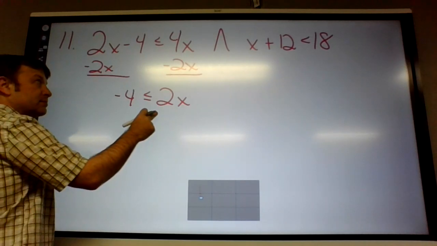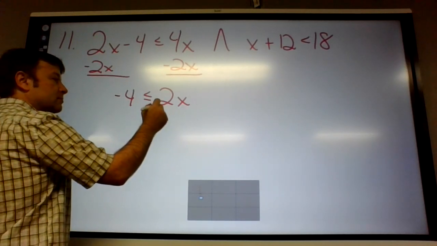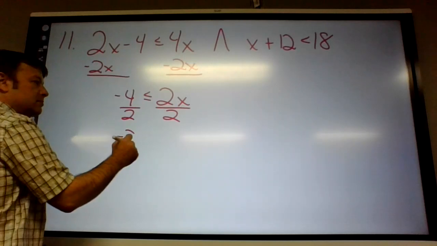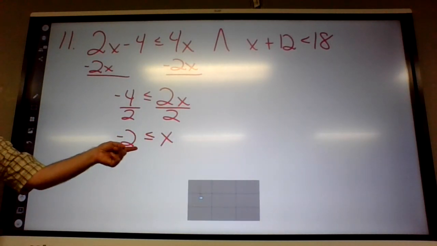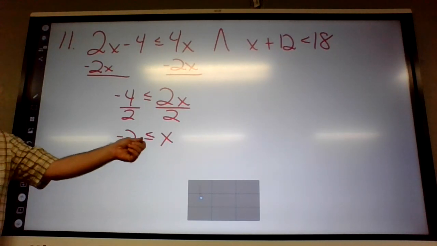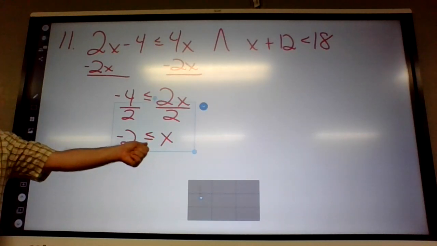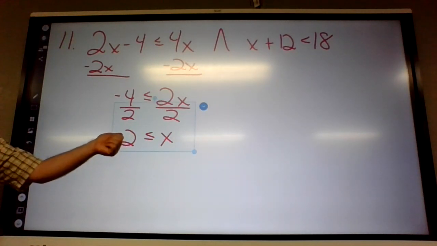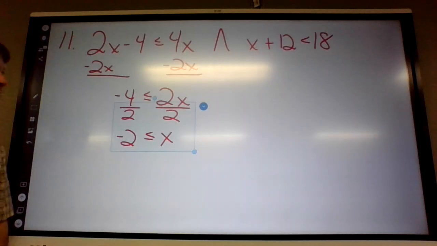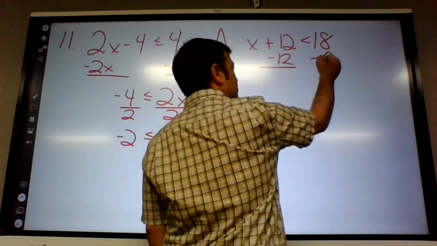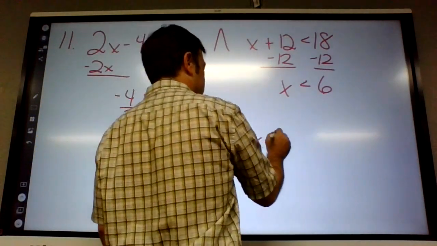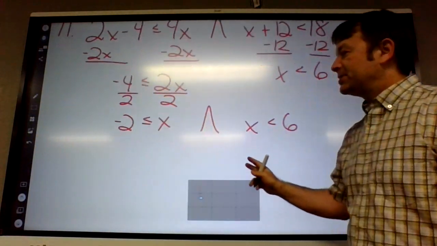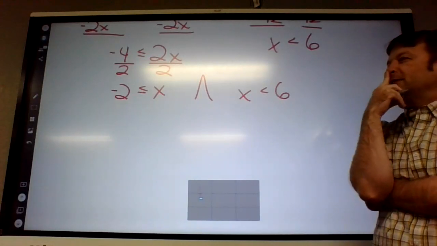You divide by 2. Do you guys know what this means? Negative 2 is less than or equal to x. Right, negative 2 is less than or equal to x, or if you read it backwards, x is greater than or equal to negative 2. So it's the numbers that are bigger than negative 2. Alright, this one is minus 12, so it's 18 minus 12, x is less than 6. Okay, that's where I'll let you guys stop.